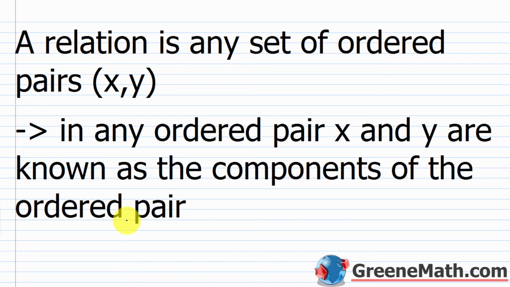All right, so let's talk a little bit more about some basic vocabulary. So we already know that a relation is any set of ordered pairs, and the ordered pairs are, again, x comma y. So in any ordered pair, x and y are known as the components of the ordered pair. Something that you want to write down because, again, when you start talking about functions, you get a lot of these new definitions that are going to pop up. They might be put on your test.